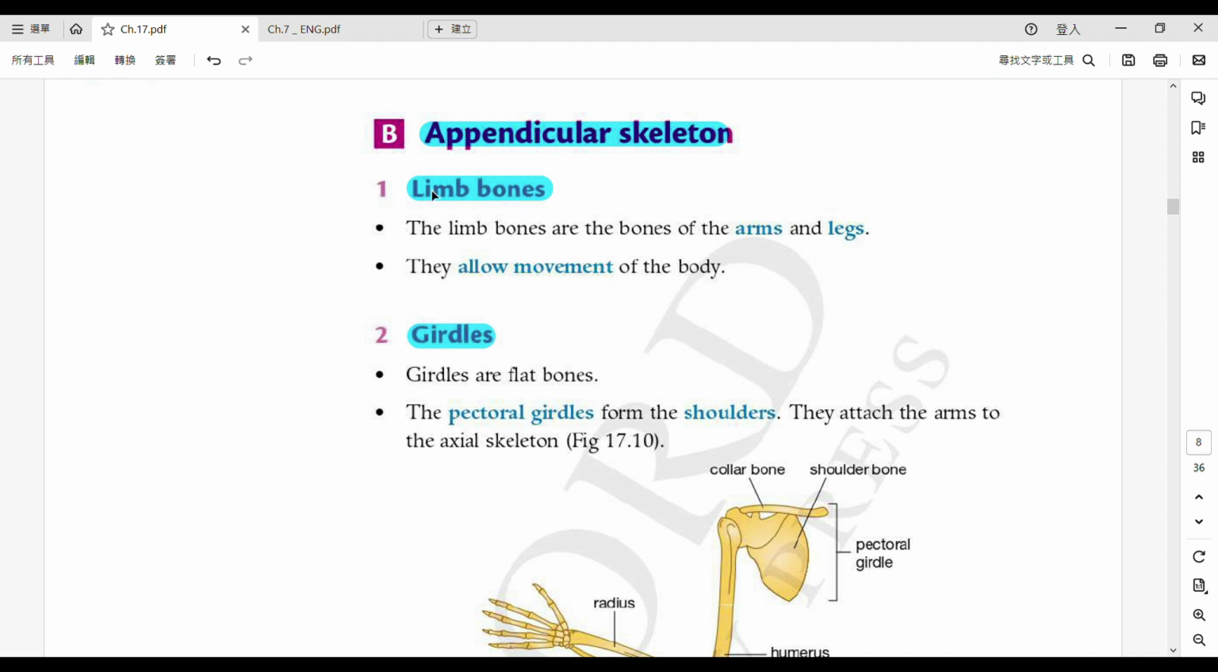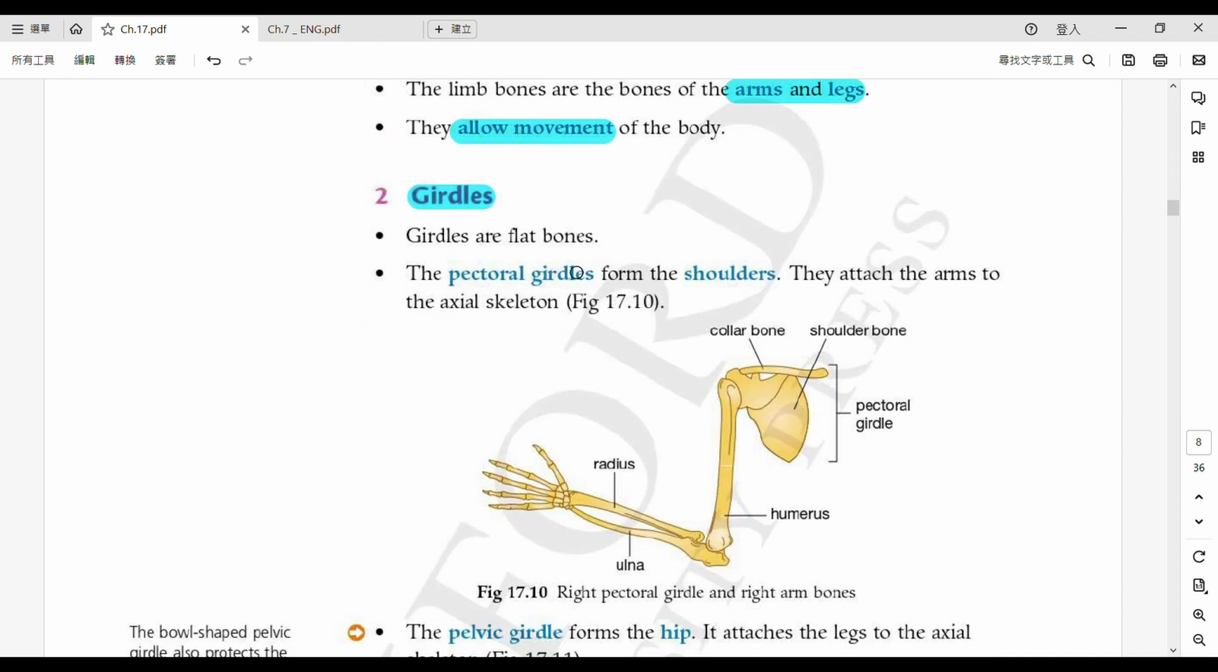So when we talk about the limb bones, they are mainly the arms and the legs. And it mainly allows movements. 係用嚟活動嘅啫，喐動嘅。And the girdles, as I said, they're usually the broader ones. And because it is usually also flatter, 係平啲嘅，得唔得?